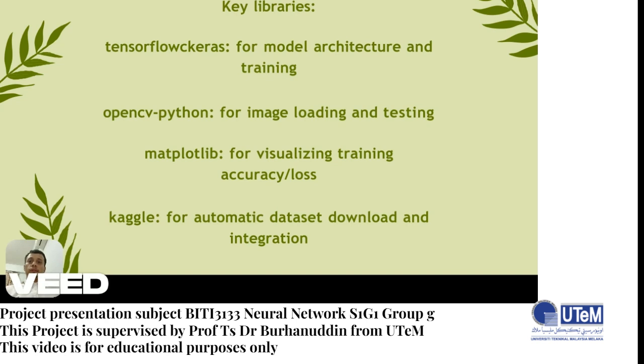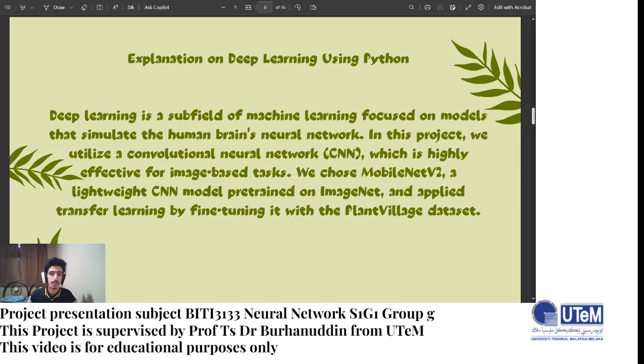Python has strong support for deep learning libraries like TensorFlow and Keras. These tools streamline the process of building, training, and evaluating a deep neural network. The combination of Python and CNN allows the model to learn distinguished features automatically from leaf image, enabling accurate classification of plant disease. Key libraries that we used: TensorFlow Keras for model architecture and training, OpenCV Python for image loading and testing, Matplotlib library for visualizing training accuracy and loss, and Kaggle for automatic dataset download and integration.